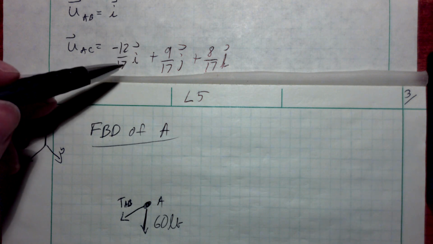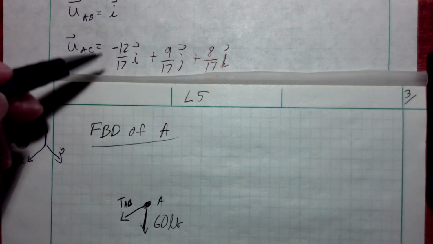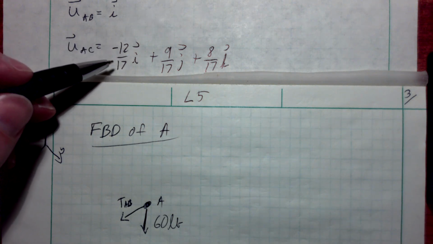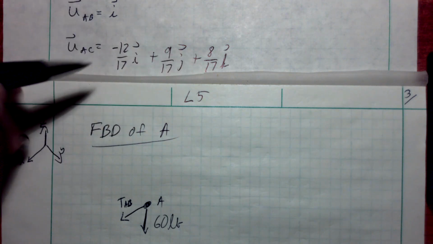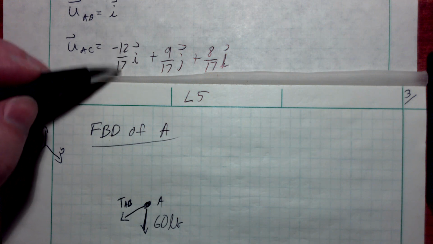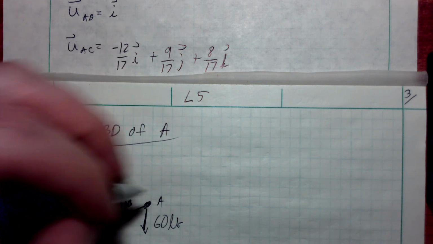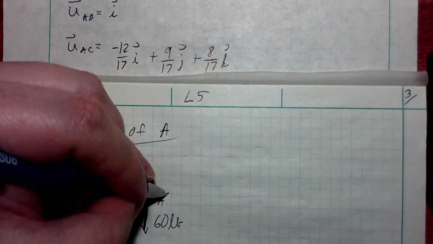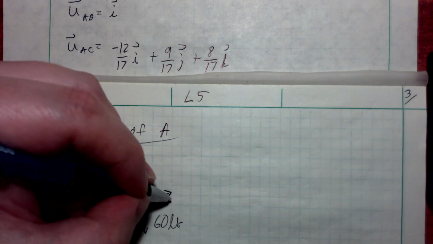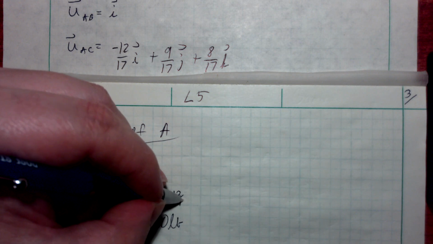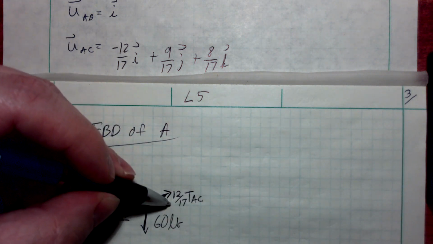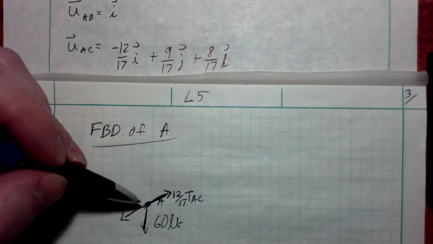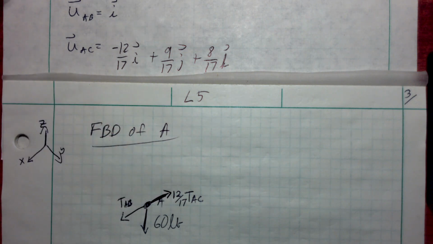So if I draw vector C then, tension AC, tension AC is going to have these three components. So 12/17 of AC is going to be in the negative X direction. So I'm going to write out here 12/17 tension AC. Notice I didn't put a negative sign on it here. I've already drawn it in the negative X direction. So there's no sense in adding another negative sign to it in this case.